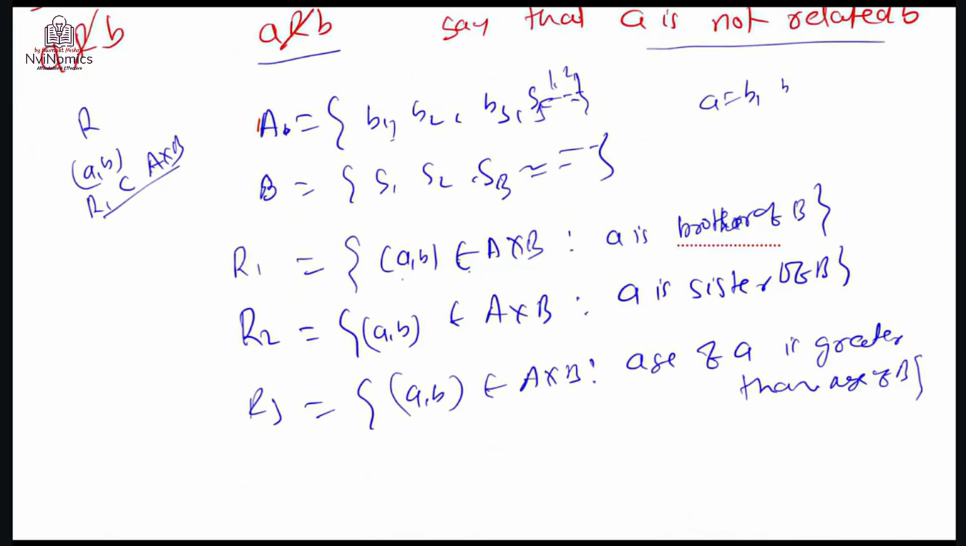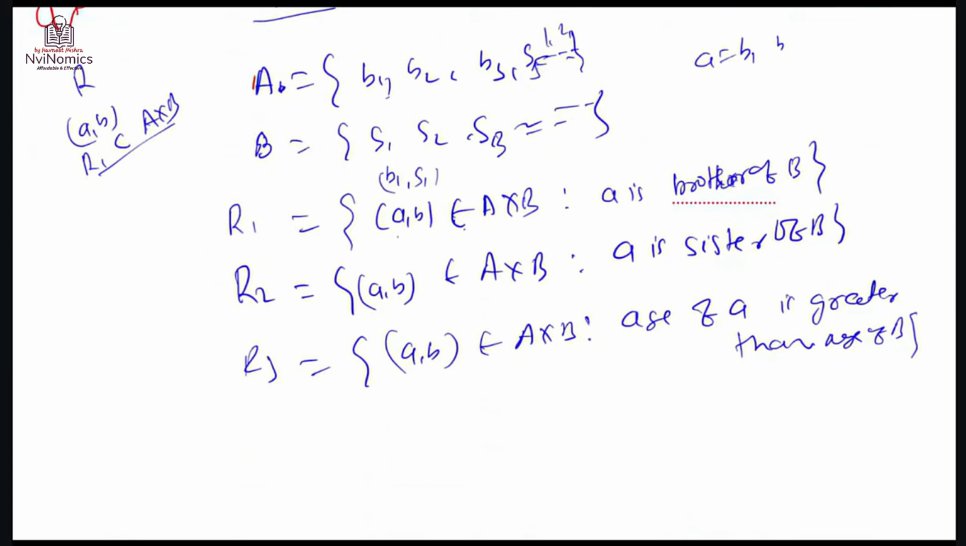Fine. Now here you can see that A cross B, A is a brother of B, means here we have to consider only those elements which are brother of, means A should be brother of B. So here I'll say B1 and S1, why we are considering these two elements, since B1 is a brother of S1, that's why. Means which kind of element we have to take.